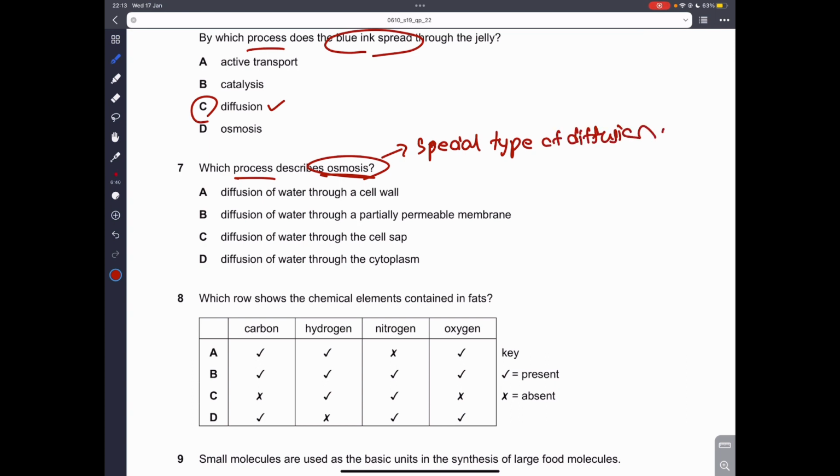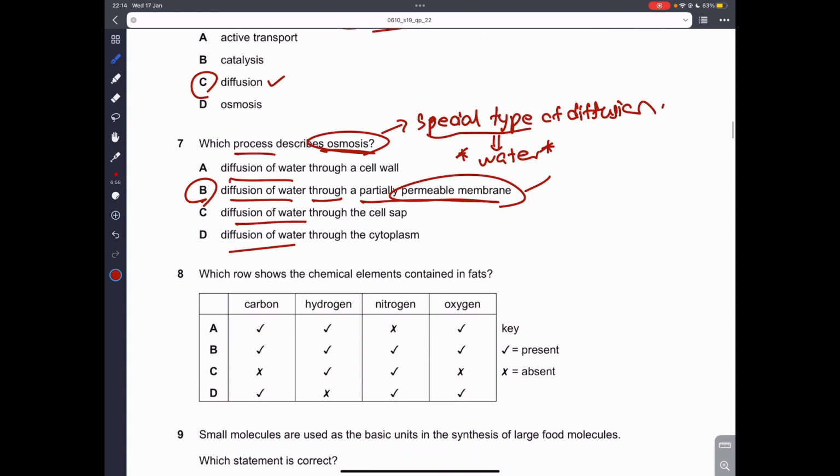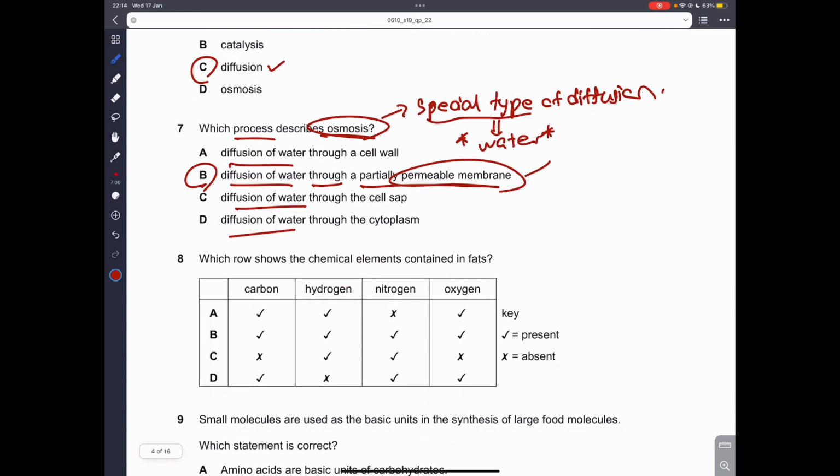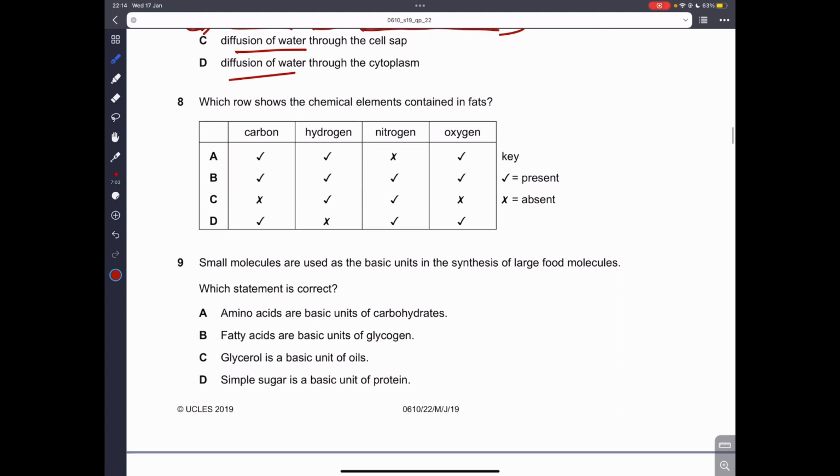And it is really important. It's a special type of diffusion, as in the special type meaning water. For water exclusively, it is called osmosis. So this is the diffusion of water through a partially permeable membrane. So the answer is B. Okay, so you have to actually know what osmosis means, right?